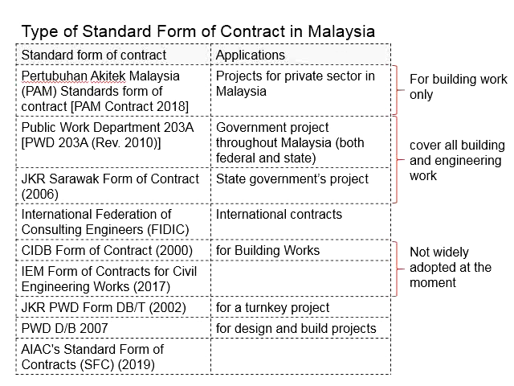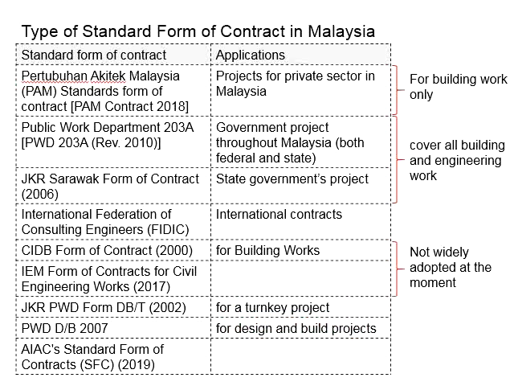In the previous videos, we mentioned various types of standard form of contract available in Malaysia. Most of these standard forms of contract are applicable for the typical construction project. There are two types of standard form of contract which are specially designed for the turnkey project as well as the design and build projects.